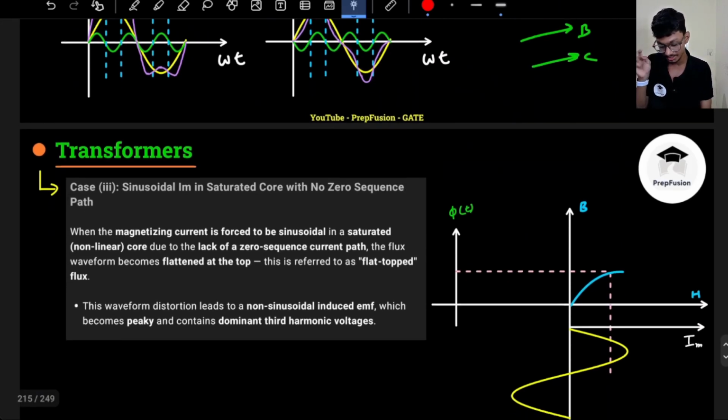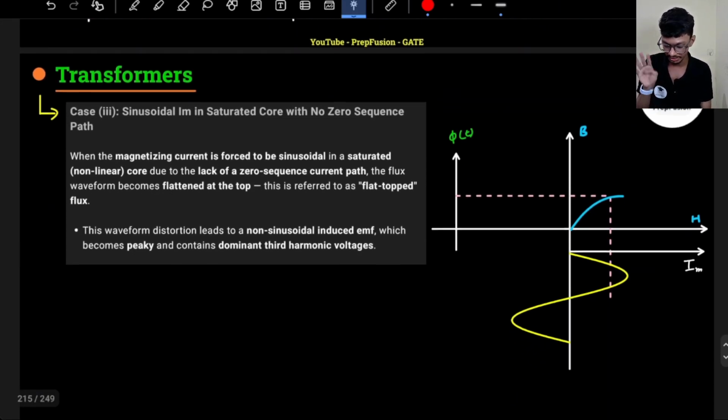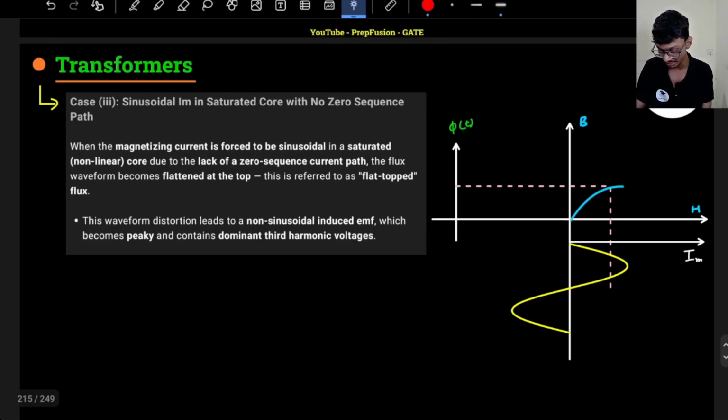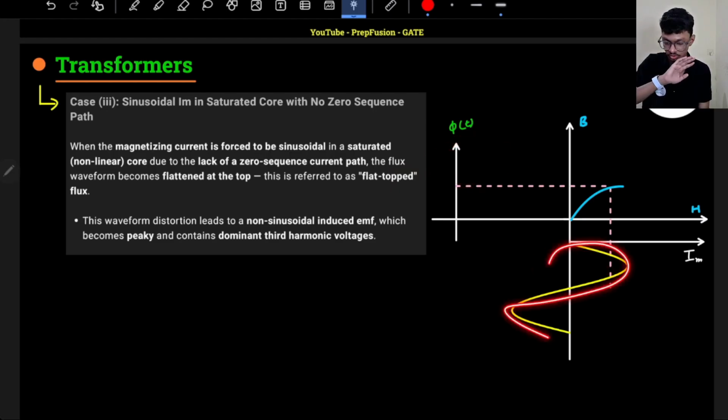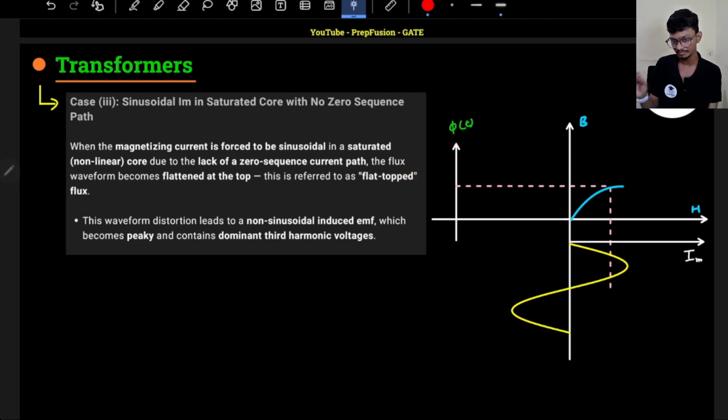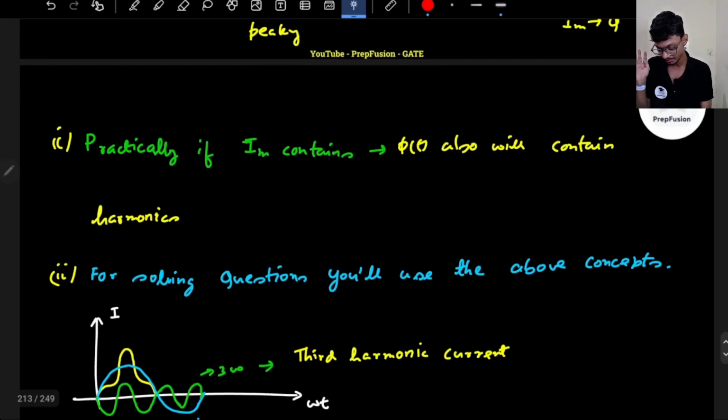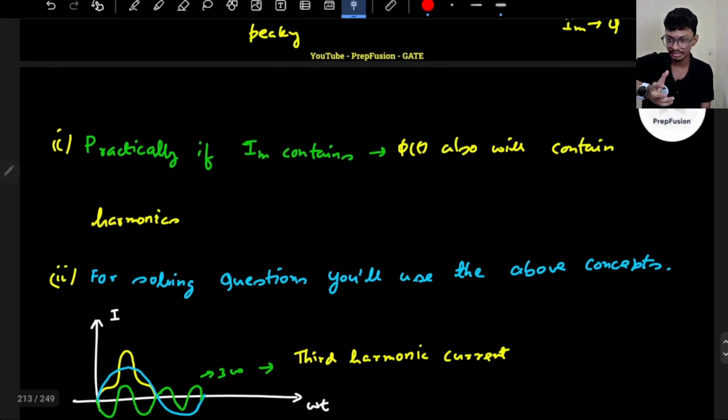Now let's come to case 3, where my magnetizing current is sinusoidal. So my Im is sinusoidal. For that, what kind of flux will I get? We cannot actually analyze two things, both the flux and the current, at once. We assume one thing to be ideal and try to develop the intuition for the other. Practically, if Im contains harmonics, phi m also will contain harmonics, and if phi m contains harmonics, Im also will contain harmonics. It is not possible otherwise.